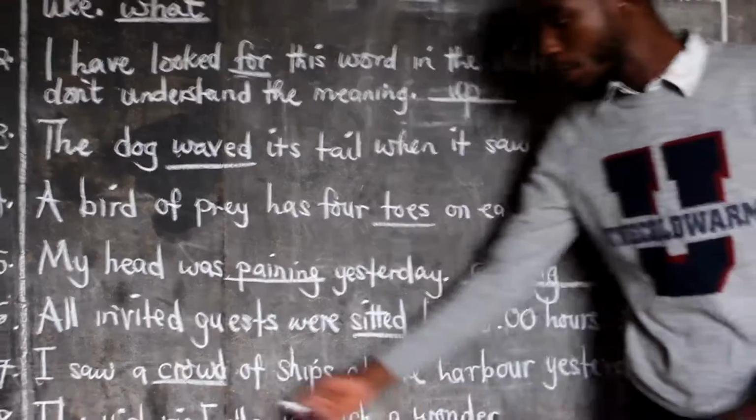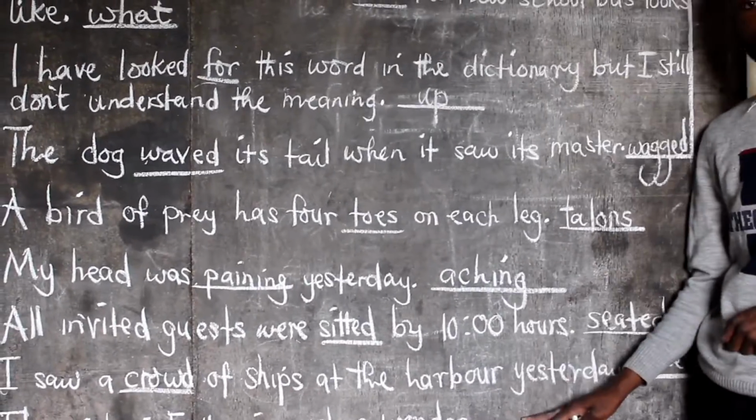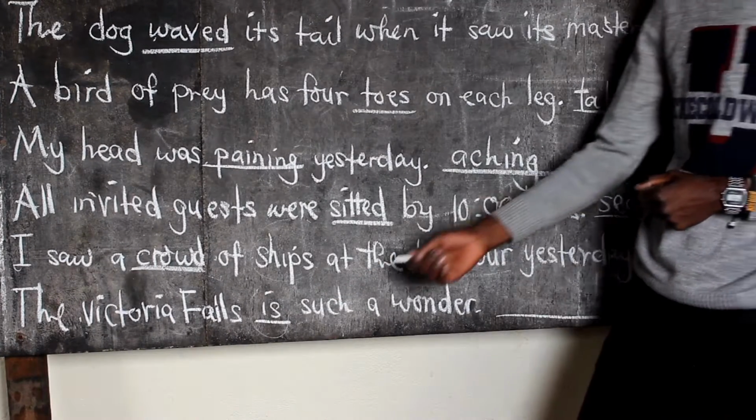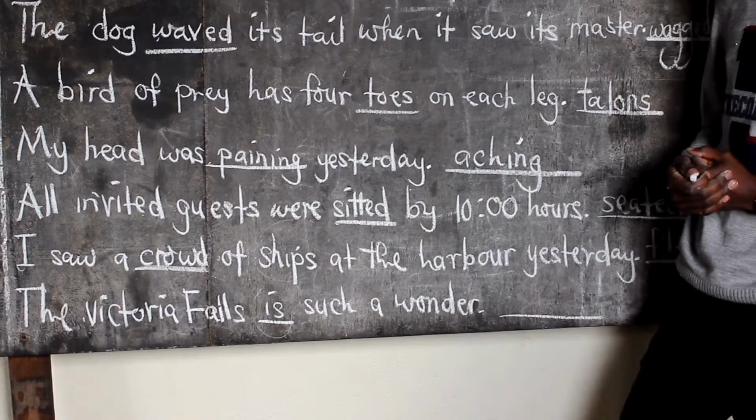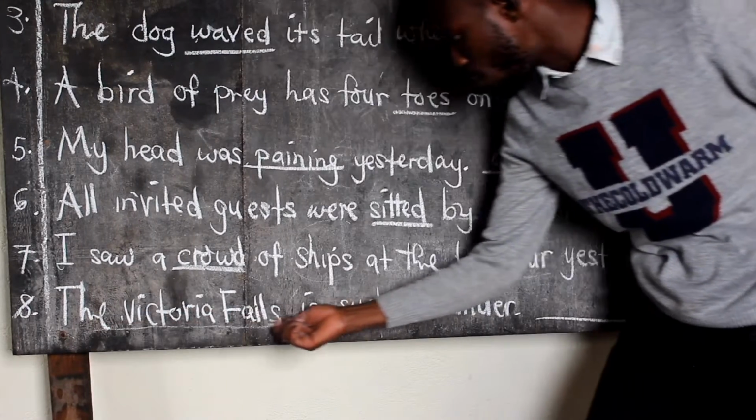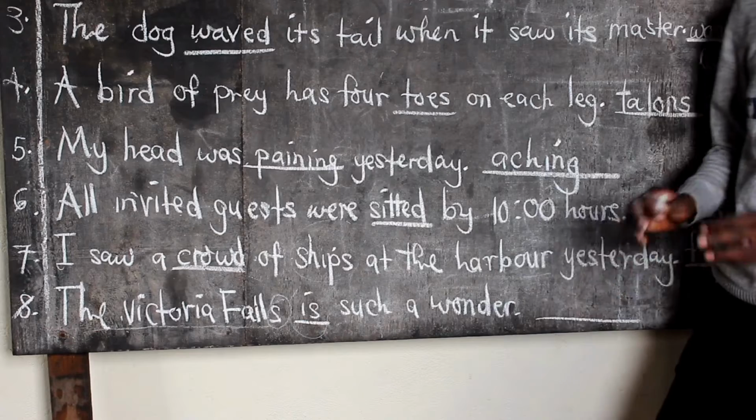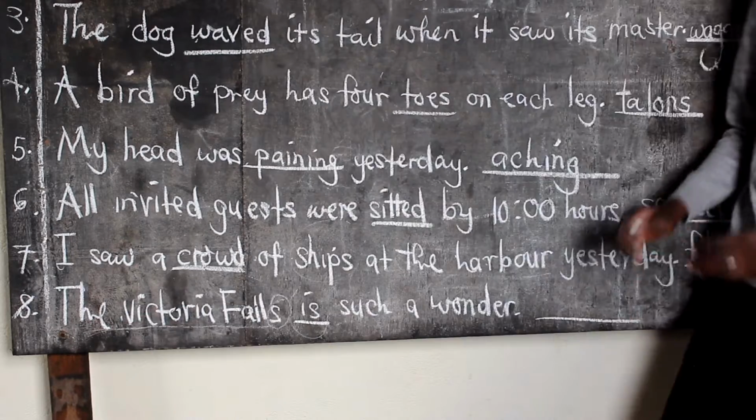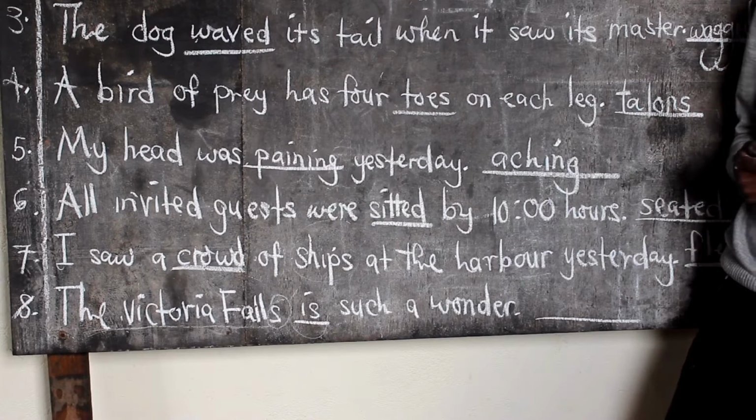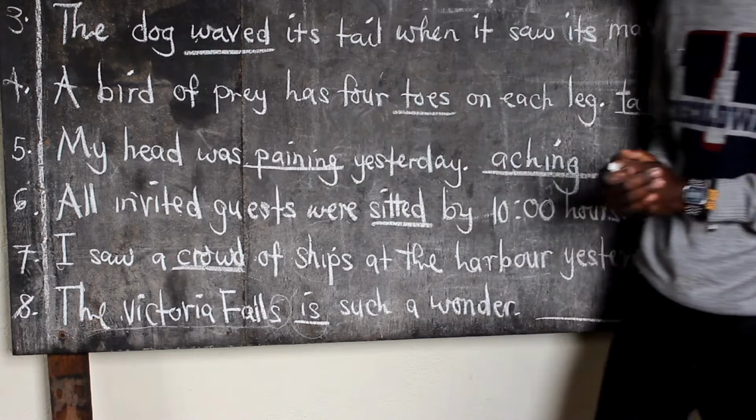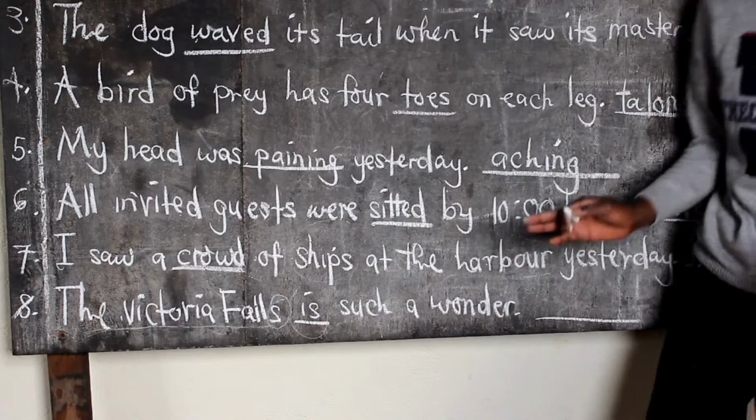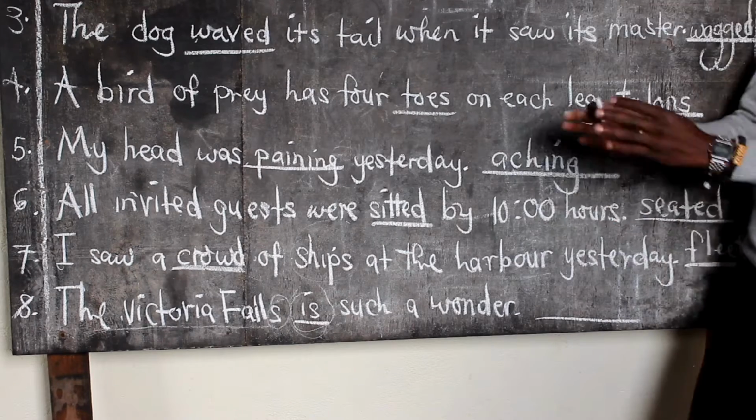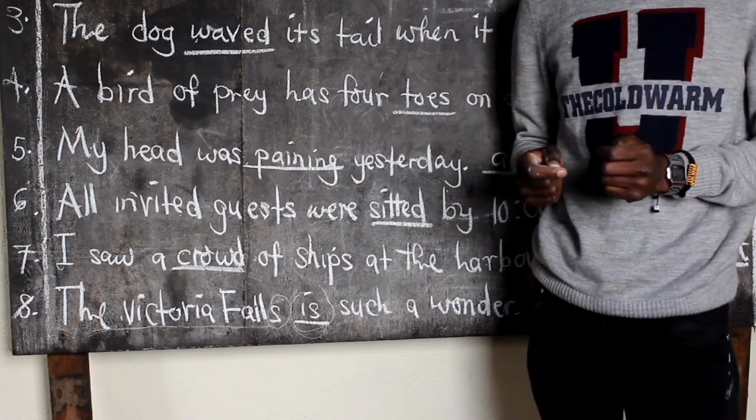The last one. The Victoria Falls is such a wonder. The sentence is not correct because of is. So when you look at the Victoria Falls, now most students do not pay attention to the plural form of the Victoria Falls. So it's in plural form because we have falls and not fall. So instead of saying is, you are supposed to say are. You say the Victoria Falls are such a wonder. So the correct answer is are.